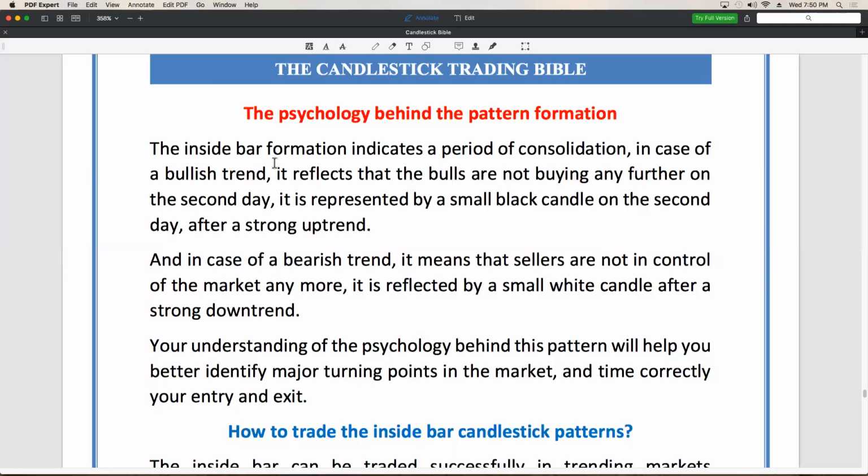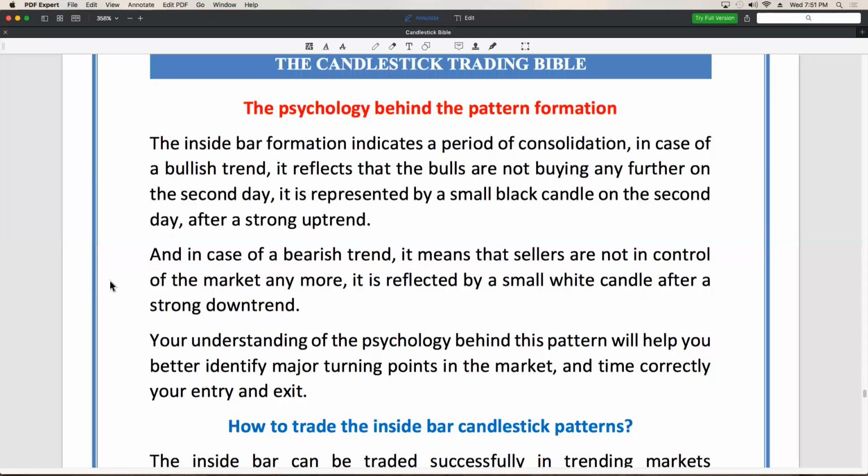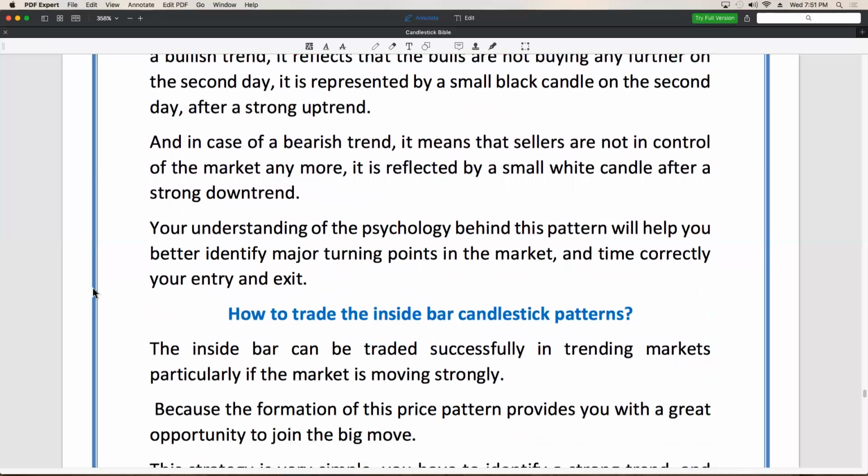And in case of a downtrend, a bearish trend, it means that sellers are not in control of the market anymore because it's reflected by that small white doji after a strong downtrend. It's getting ready to come back up. Okay, you understand that? So your understanding of the psychology behind this pattern will help you better identify major turning points in the market and time correctly your entry and exit.